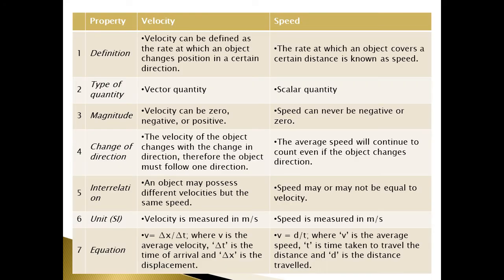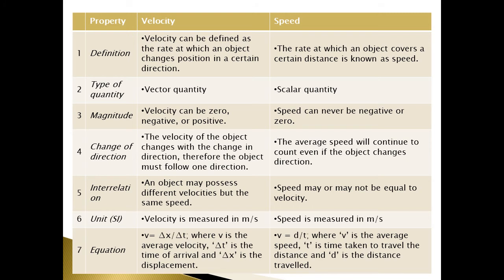Now here's the difference between the properties of velocity and speed. First of all, velocity can be defined as the rate at which an object changes position in a certain direction, while speed is the rate at which an object covers a certain distance. Velocity is a vector quantity while speed is a scalar quantity. Velocity can be zero, negative or positive like displacement, while speed can never be negative or zero like distance.